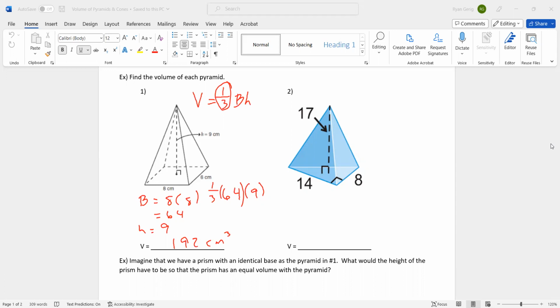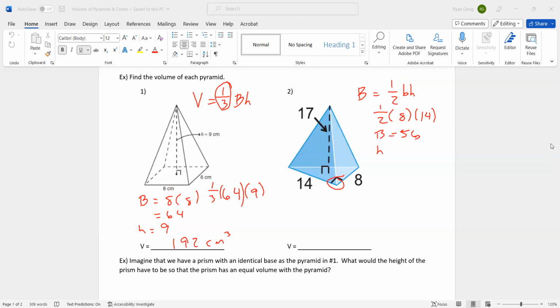All right, next one. Another pyramid. The base is a right triangle, so it's 1/2 base times height. So 1/2, that is perpendicular, so that's good. 8's the base, 14's the height, or vice versa. Doesn't really matter. So I just do 1/2 of 8, which is 4, times 14 is 56. So the area of the base is 56.